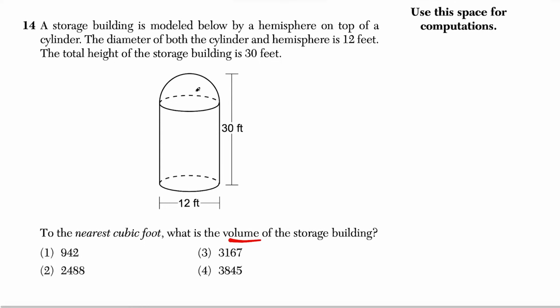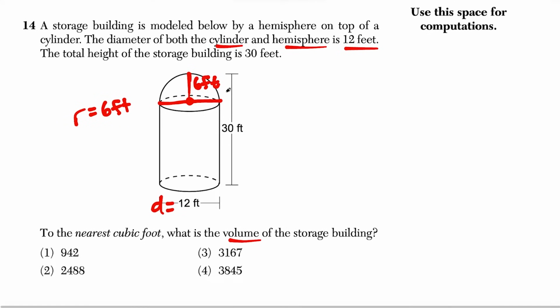So one thing we should look at here is that the diameter of the cylinder and hemisphere is 12 feet. So if this diameter here is 12 feet, so is this diameter here for the hemisphere on top. This is also 12. Another thing to think about, this one's a little bit more subtle, is that if the diameter is 12 feet, then the radius is 6 feet. And what that tells us is the distance from here all the way to the top of the storage building, this distance over here, is 6 feet.